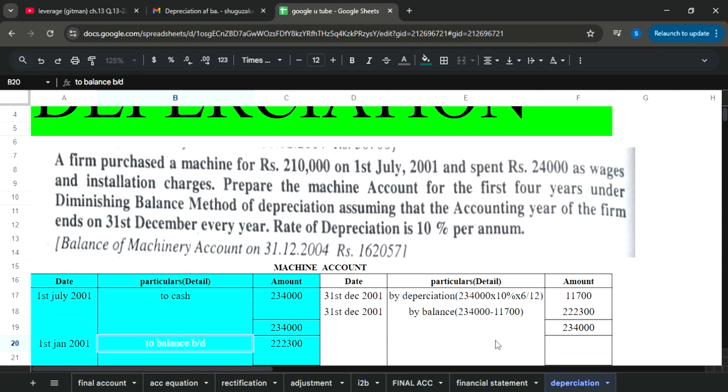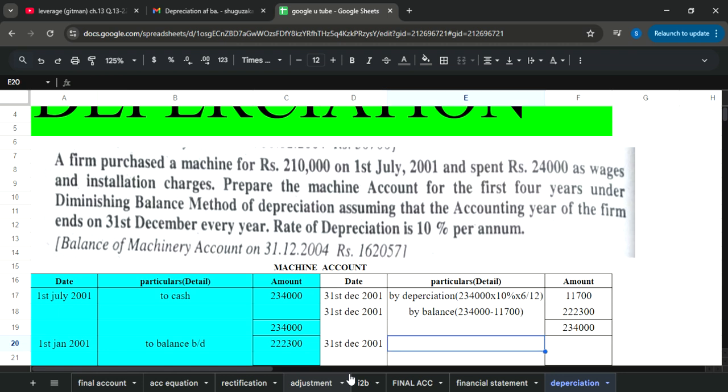After this, you are now focusing upon your depreciation. Here you will be writing it, but now 31st December 2002 would be the date. And how you will calculate depreciation?